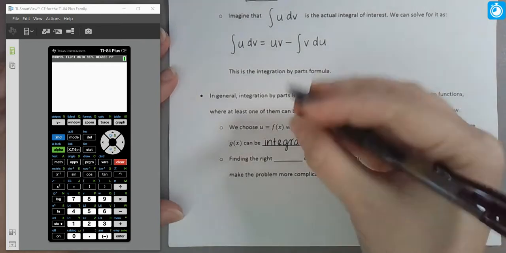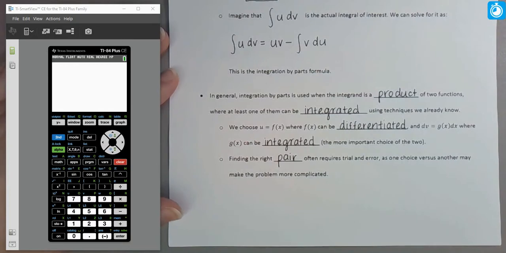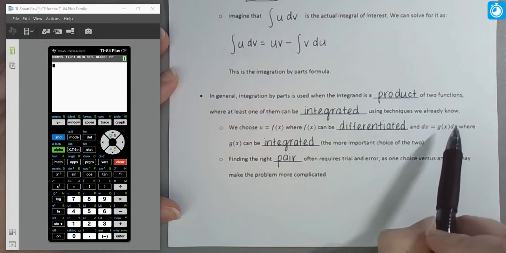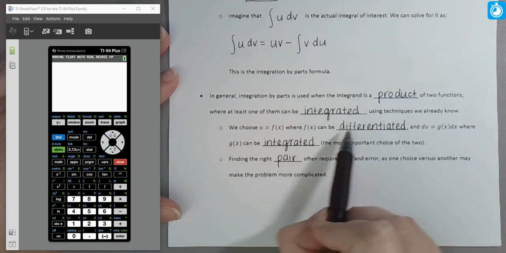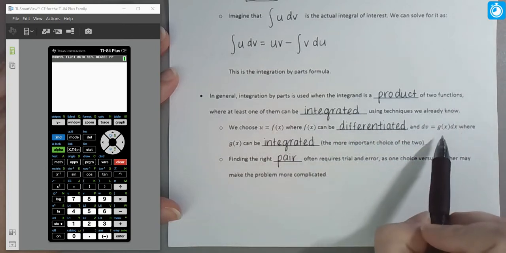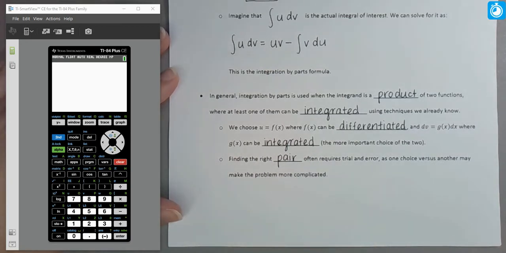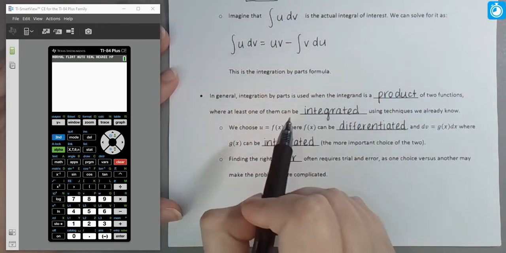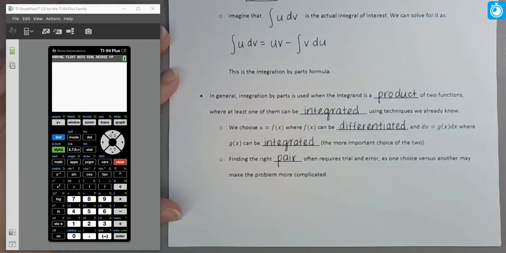I want to emphasize right now that finding the right pair, finding the right value of u and the right value of dv, again, u is one function involving x, dv is another function involving x. u is going to take on the value of a function that can be differentiated, and dv is going to take on the value of a function that can be integrated. Finding the right pair that's going to result in a new integral that is simple enough to integrate using just the techniques we already have is challenging. This is a challenging technique to use.